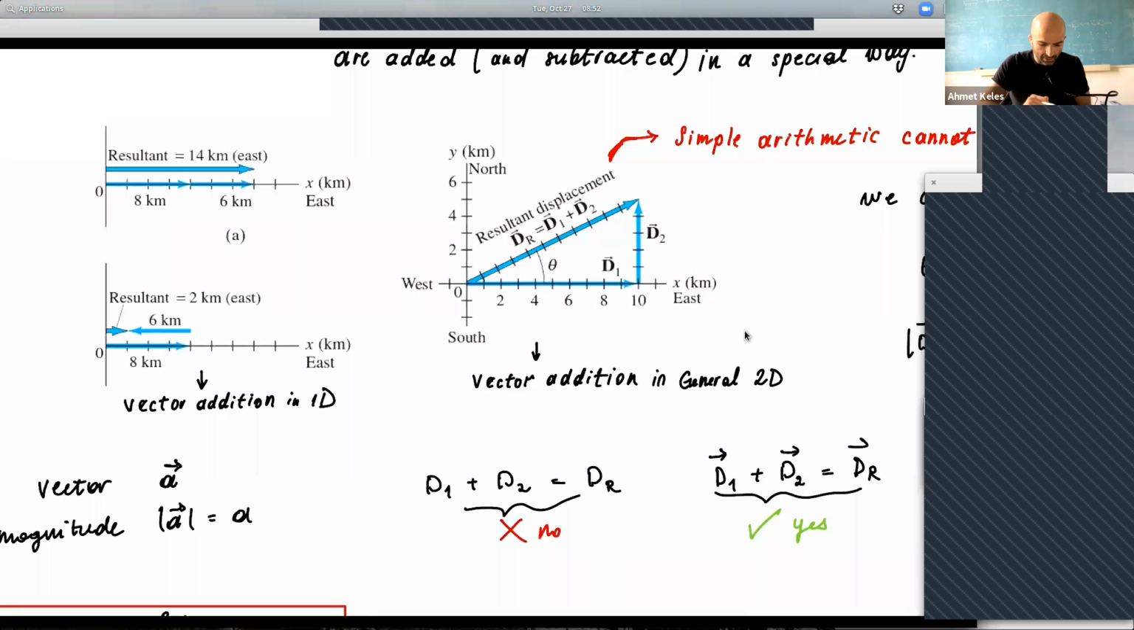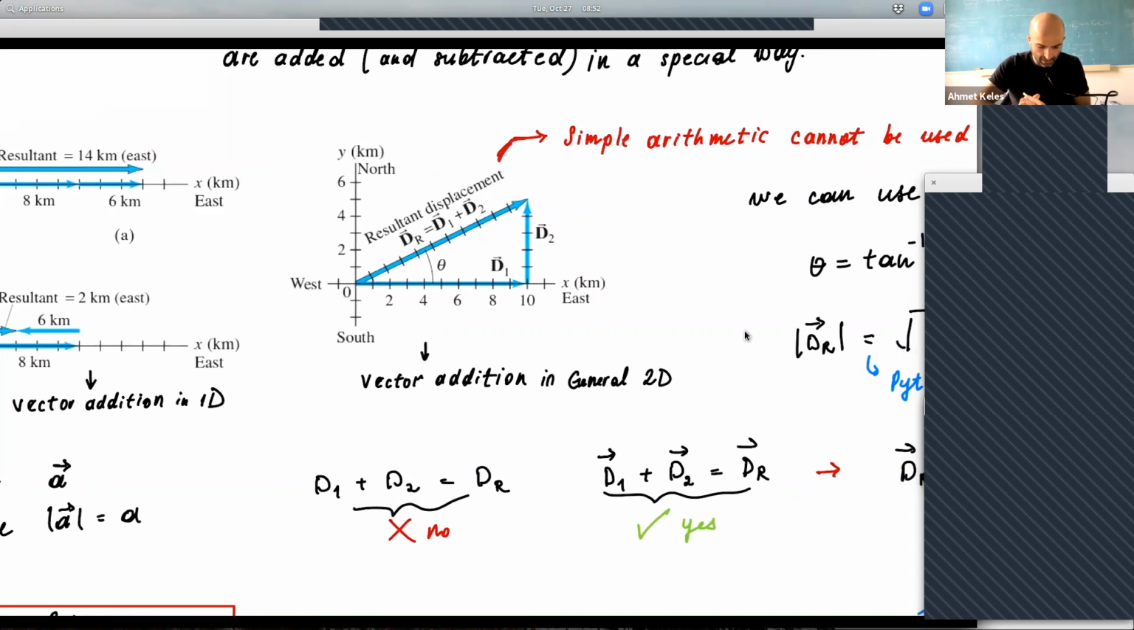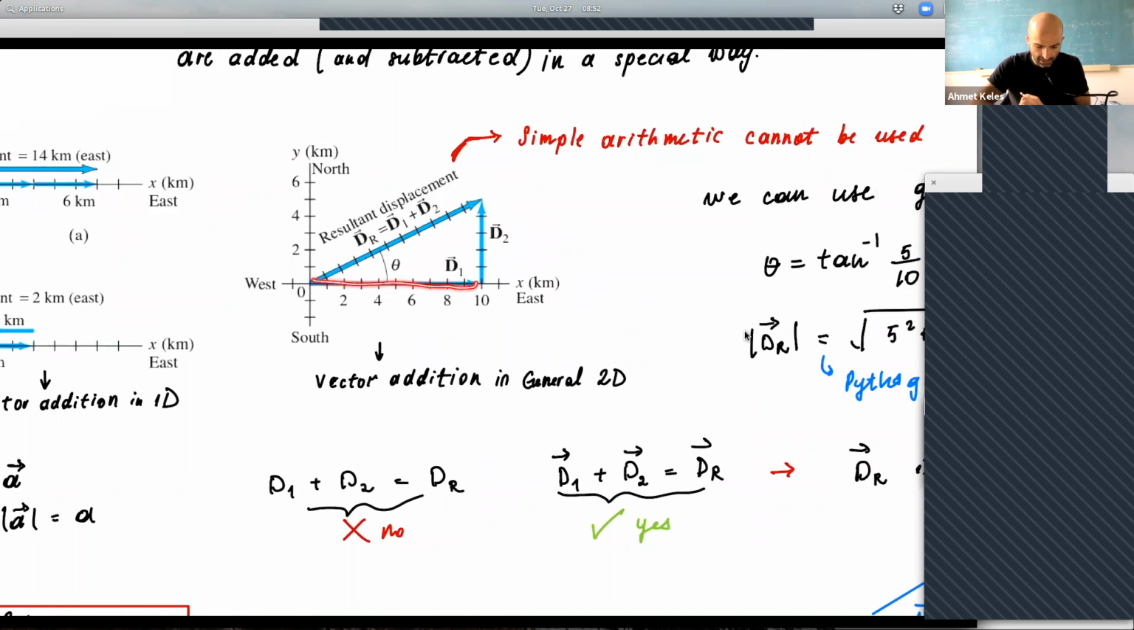This simple addition works for 1D, but it does not work in a more general situation like 2D. Now imagine you are walking as in the second figure. You walk 10 kilometers to the east, you turn 90 degrees north, and then walk 5 kilometers to the north. Of course, in this case, you cannot say D1 plus D2 is equal to the net resultant. It is not. It is a little bit more general.